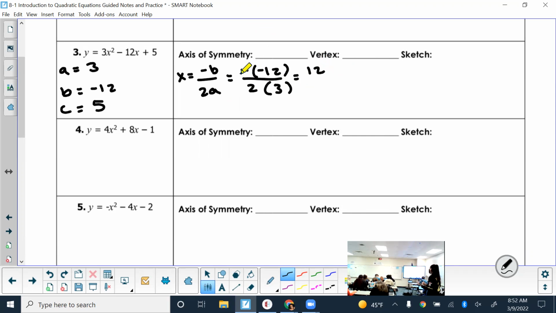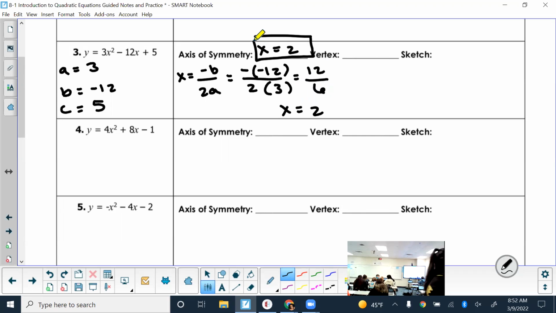Becomes a positive. It's like -1 times -12, +12. What's 2 times 3? And then what's 12 divided by 6? 2. So you should have had that your axis of symmetry is x equals 2. And you do need to have that x equals.